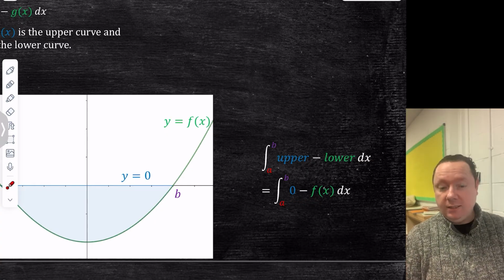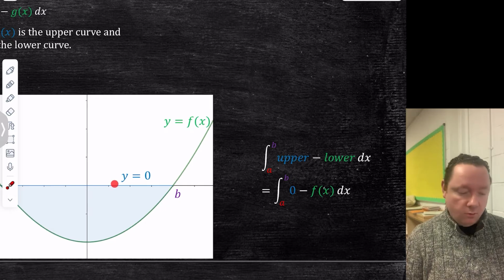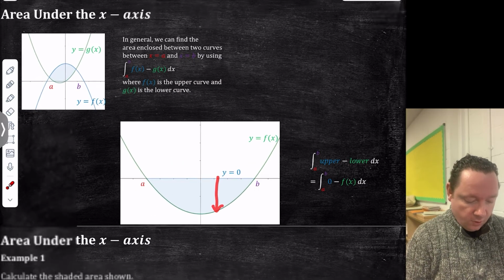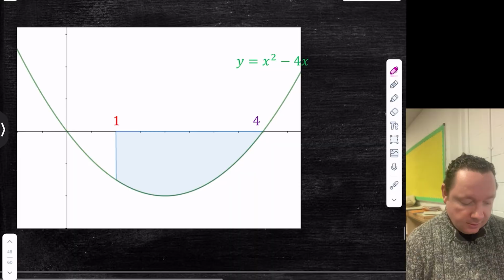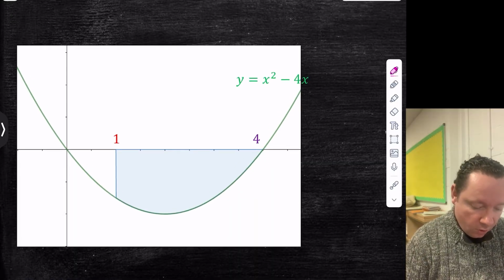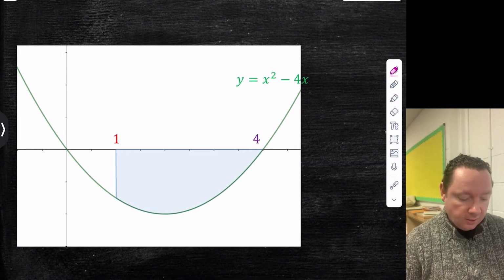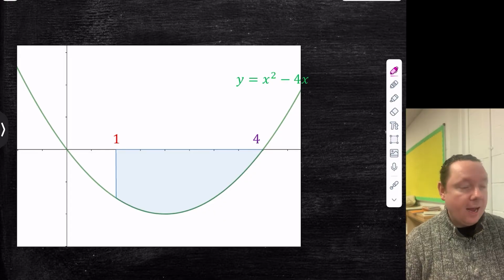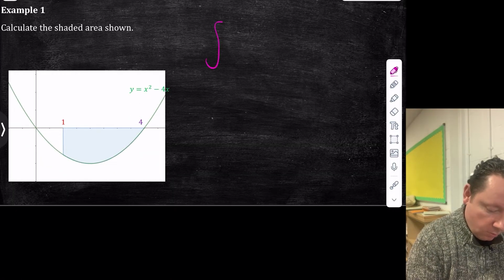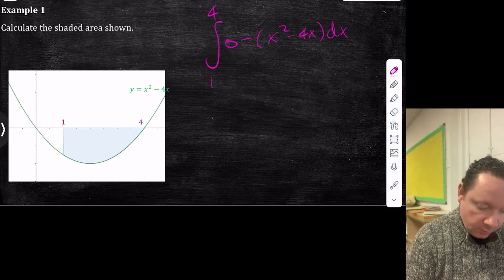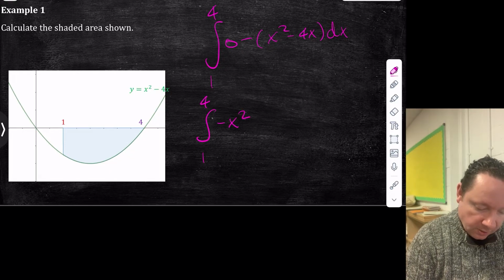In other words, just minus f of x would give you the integral between the x-axis and the curve below it. Example 1, area under the x-axis, calculate the shaded area below. So I've got a curve which is y equals x squared minus 4x, and we have to do it between 1 and 4. So that's going to be the integral between 1 and 4 of 0 minus x squared minus 4x, or in other words, the negative of the function. So that's between 1 and 4 of minus x squared minus minus is plus 4x dx.